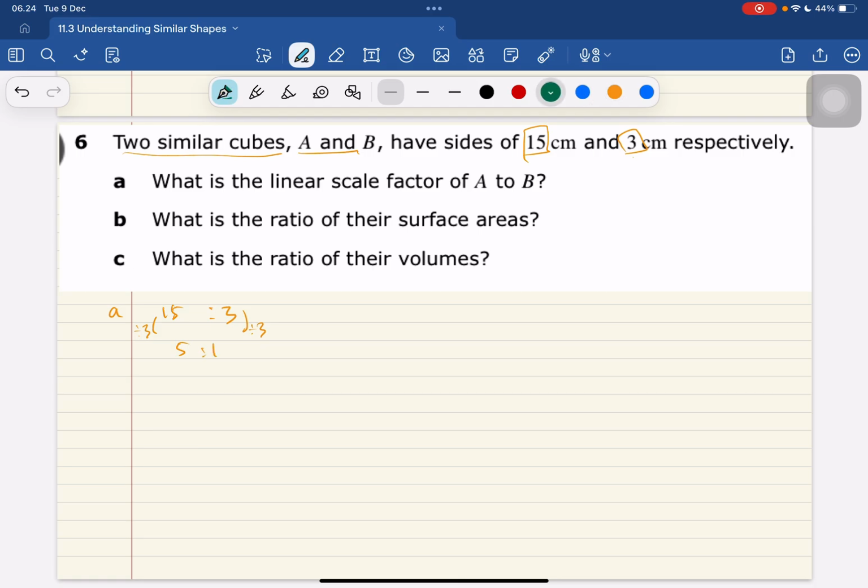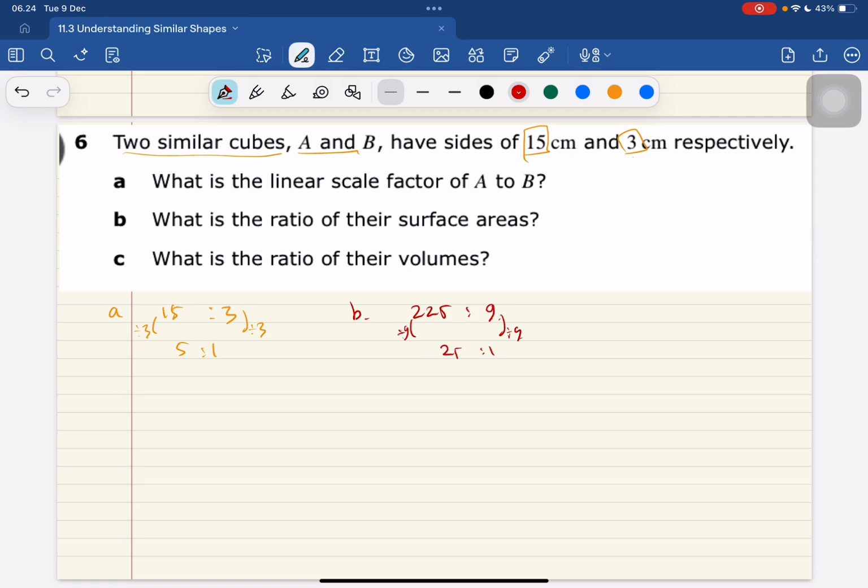Now part B, the ratio of surface area. So if this is 15, we square it. So 15 squared is 225, and then 3 squared is 9. Okay, we could simplify it by dividing by 9. So it's going to be 25 to 1.